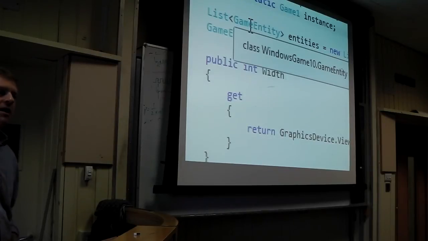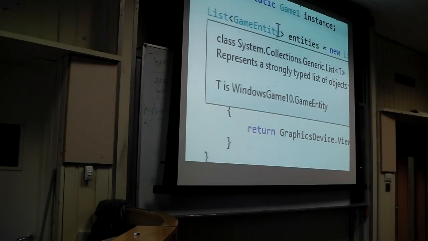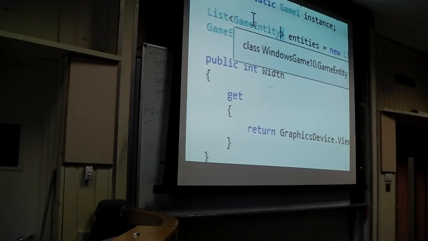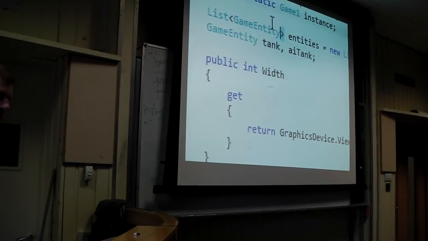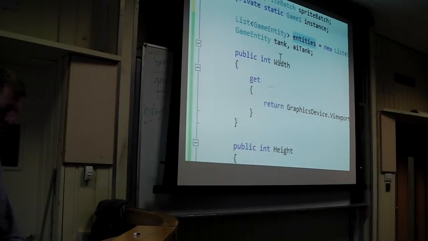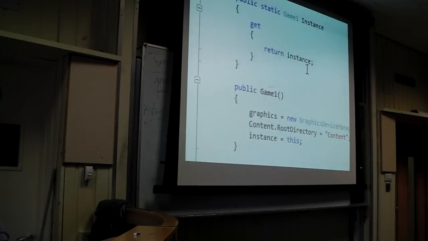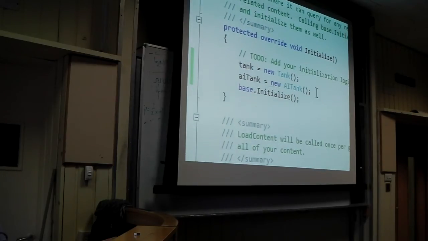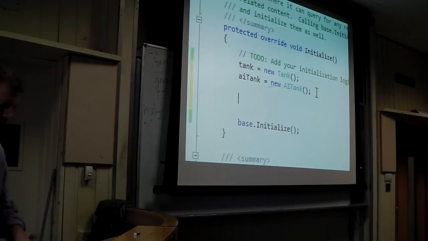So if you come across that, we'll spend a lot more time explaining how to code these examples up yourself, but this is passing a type as a parameter when you use these angle brackets here, okay? So this is making a list, and we're passing this type as a parameter to the list when we're making it. So now I have a list of entities. So now, in initialize here, I can go tank equals new tank, AI tank equals new AI tank, and then I call it entities.